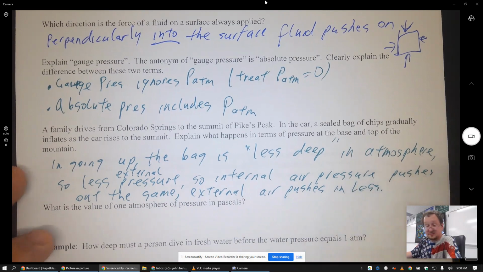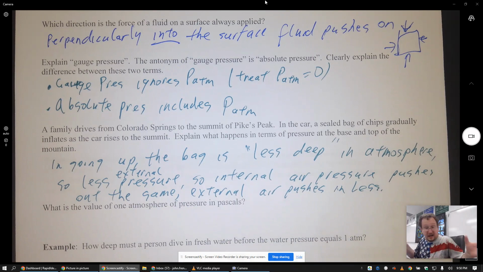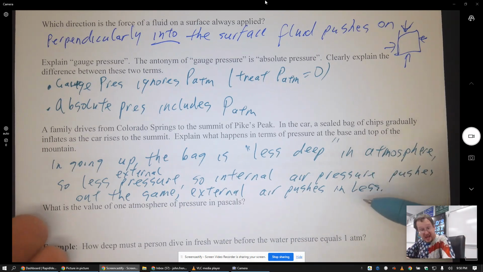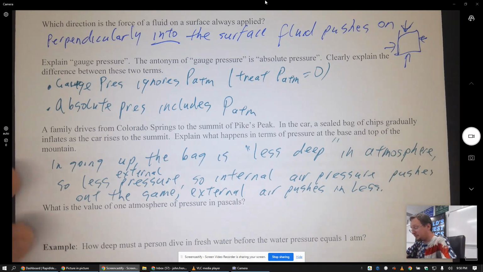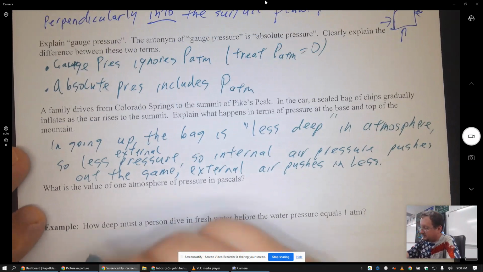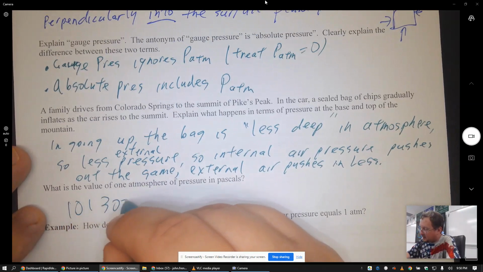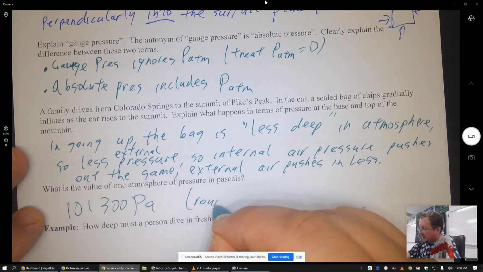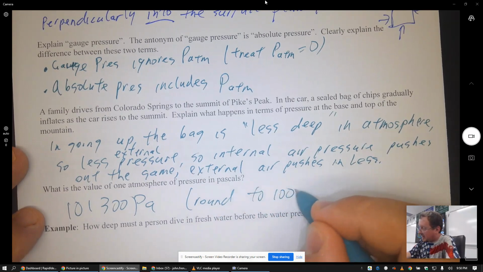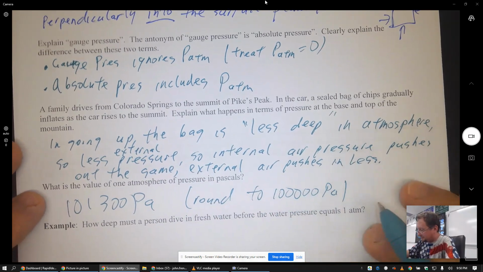So don't let your students make the mistake of saying that the internal pressure pushes out more. It doesn't push out more. It pushes out the same, but the external pressure is not pushing in as much, okay? 1 atmosphere in Pascals is 101,300 Pascals. You can round to 100,000 Pascals if you want.